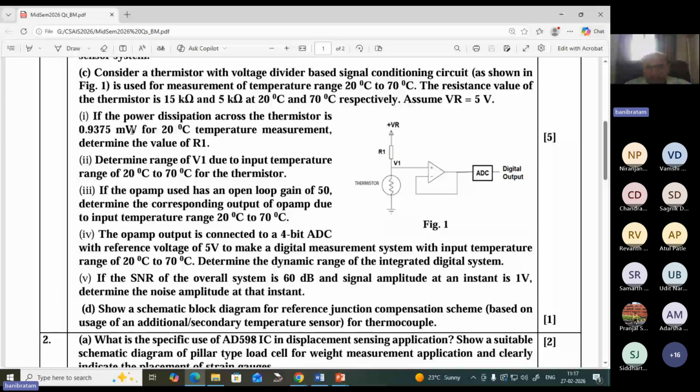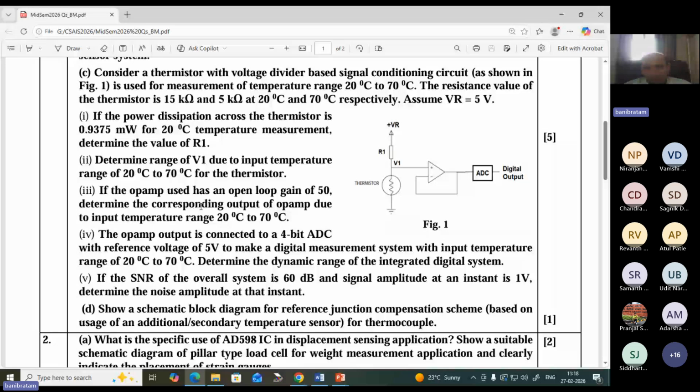Once you know I, from there you can find the value of R1, because I is equal to VR divided by R1 plus R thermistor. So from there, you will get the value of R1 as around 5 kilo ohms, right? Once you get that value, it simply acts as a voltage divider. You can easily find that if R1 is 5 kilo ohm, then for a thermistor resistance of 15 kilo ohm, what is the voltage V1? And for a thermistor resistance of 5 kilo ohm, what is the voltage V1? Right? So that you can find, at this particular point V1.